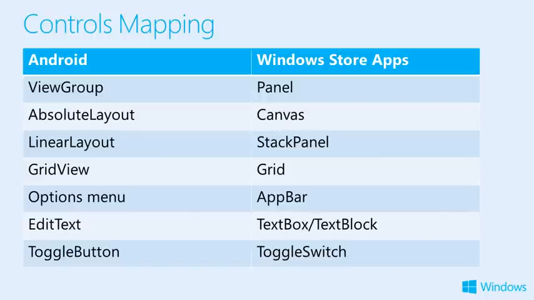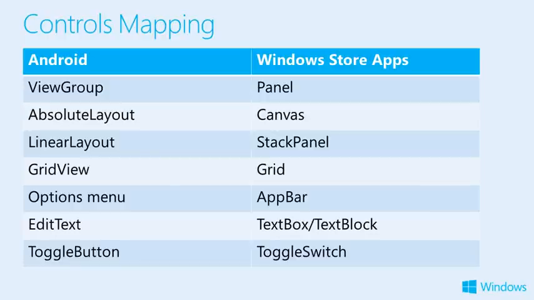App bar is equivalent to option menus. It shows commands for applications. Text box or text block can be used to replace edit text. It depends on whether the text can be edited. If you need to input some words, you should use text box. If you just want to display some labels, you can use text block. Although text box also works, text block is much more lightweight than text box.